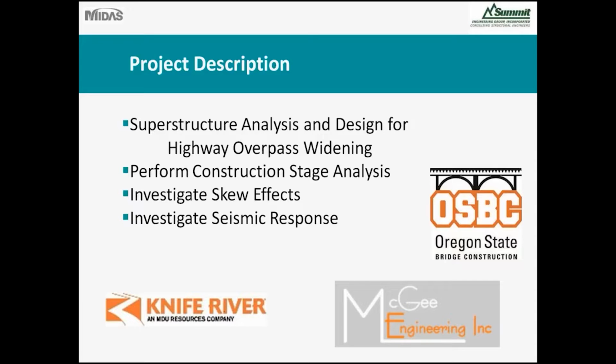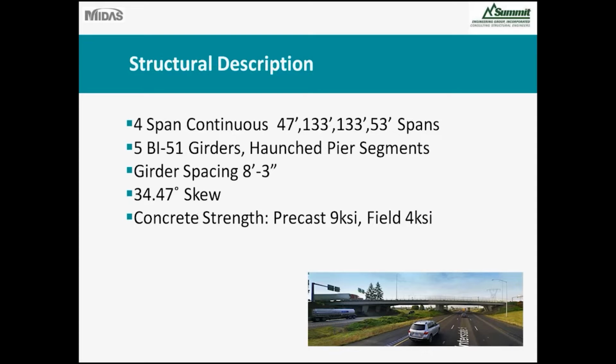What I did was perform the stage analysis with the high skew effects, and then also looked at the seismic response in addition to the moving loads and superimposed dead loads. The structure is a four-span continuous I-girder bridge using the BI 51, which is an Oregon section, and has a haunched pier segment. The spacing is 8 feet 3 inches, and it's about 34.5 degrees skew, with 9 KSI precast concrete and 4 KSI field concrete.